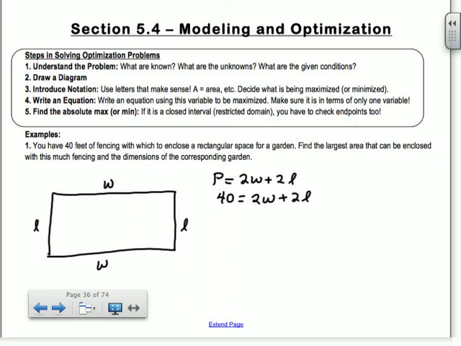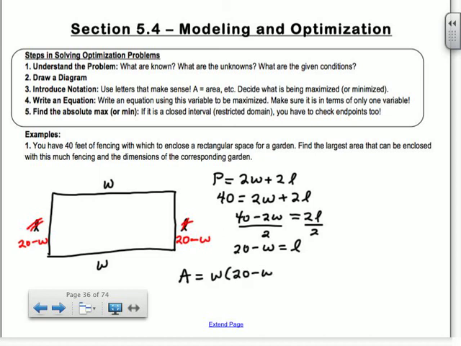So let's say I solve for L. I'd have 40 minus 2W equals 2L, divide by 2. So you get 20 minus W equals the length. So that's what I'm going to put in for the length. Okay, my area is what I'm trying to maximize. So my area equation is what I need to write out with W. So I'm going to have W times 20 minus W. That's what I'm trying to maximize.